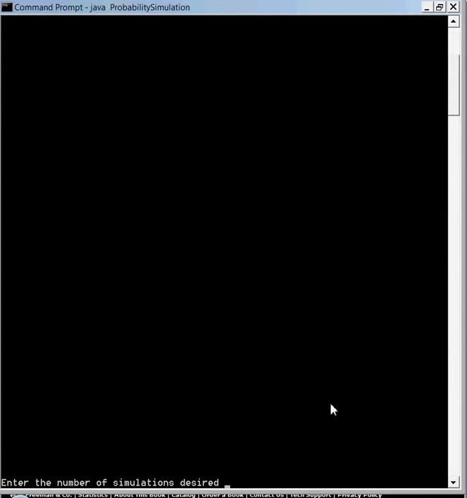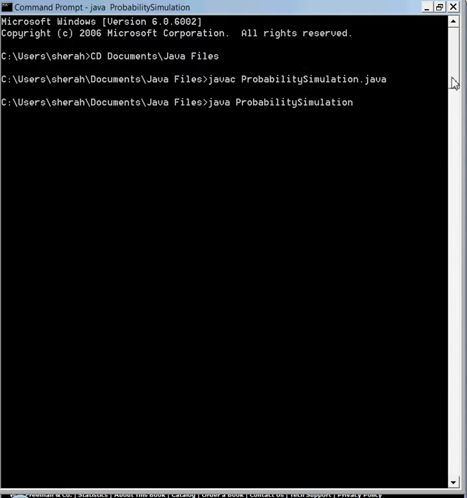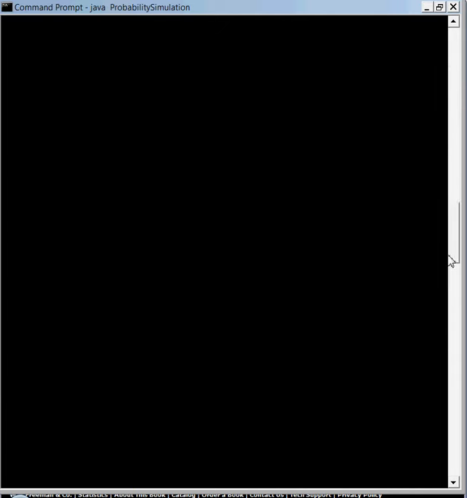I'm going to run the simulation only 50 times, because after 100 times, I don't know if you can see this, but there's only a certain amount of space that I can use to display my program. So I'm only going to do up to 50 times, because after that, you won't be able to see the whole thing in all its glory.